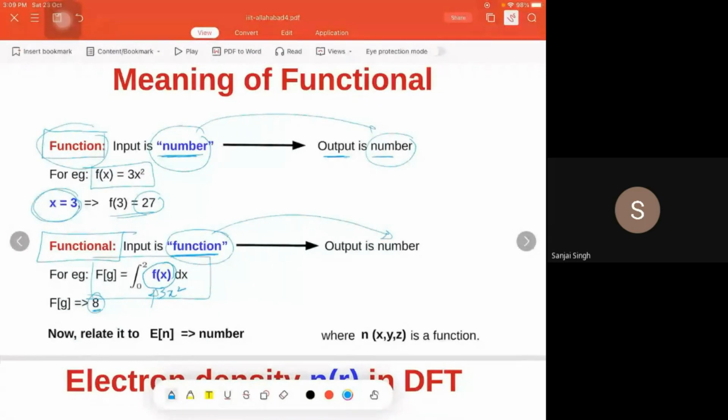So this is what you find in the total energy. The energy you can write as a functional of the charge density, or you can write it as a functional of the wave function.